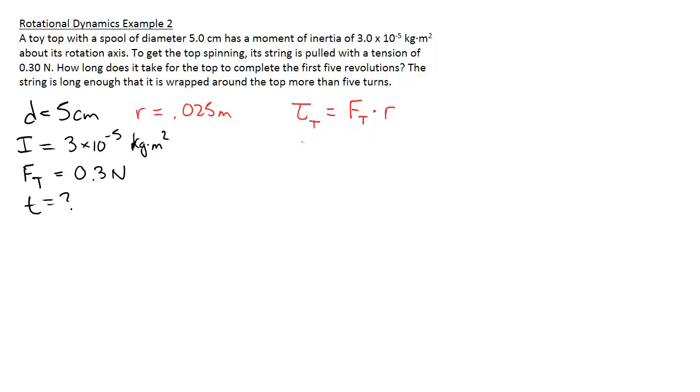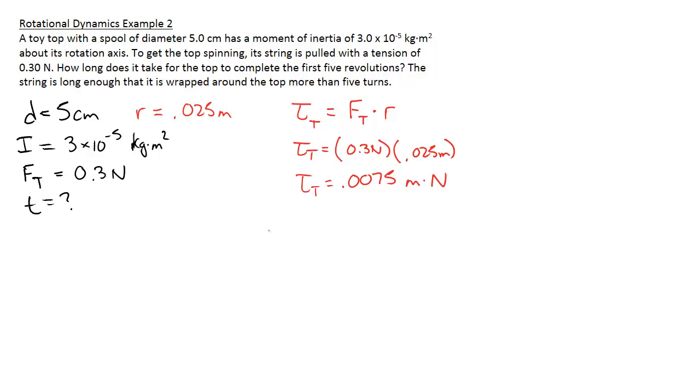So if we take a look at what we have here, the torque is going to be equal to 0.3 newtons times the 0.025 meters. And if I multiply those together, 0.3 times 0.025, that's going to give us a torque value of 0.0075 meter newtons.